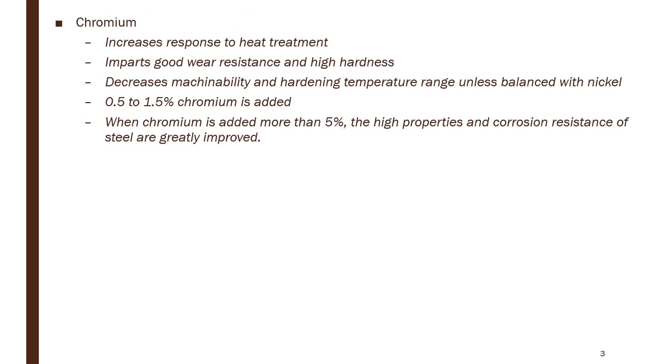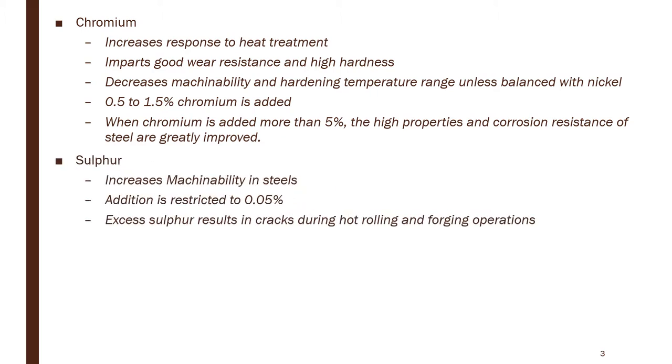Next one, that is chromium. Chromium increases response to heat treatment, and it imparts good wear resistance at high hardness. However, chromium decreases machinability and hardening temperature range, unless balanced with nickel. Most chromium-based alloys contain 0.5% to 1.5% chromium. When chromium addition exceeds 5%, the high temperature properties and corrosion resistance of steels are greatly improved.